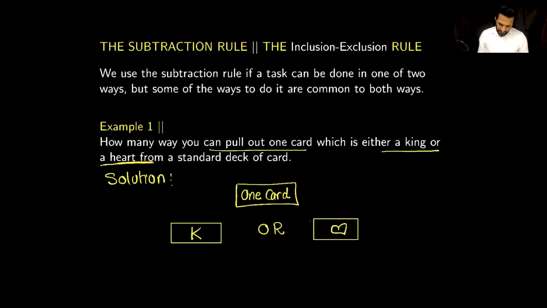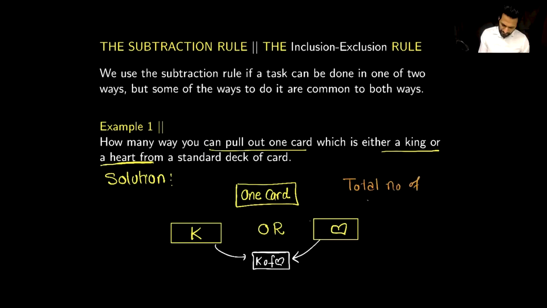But in this procedure, notice there is a common way to perform these two tasks, and that is the king of hearts. So when you are pulling out a king, you can also pull out a heart, or when you are pulling out a heart, you can also pull out a king. So this is a common way which belongs to both tasks, so we have to remove this doubling.